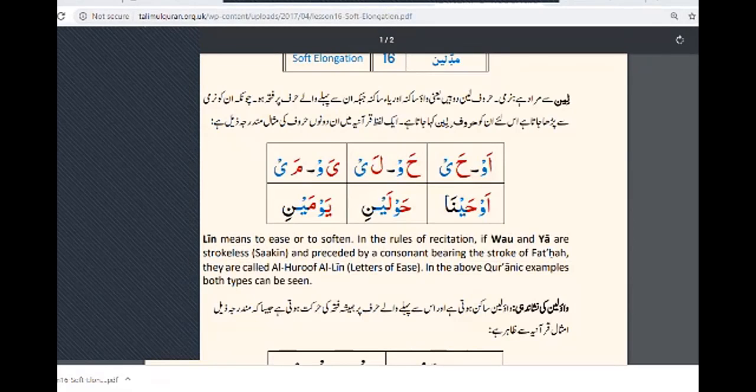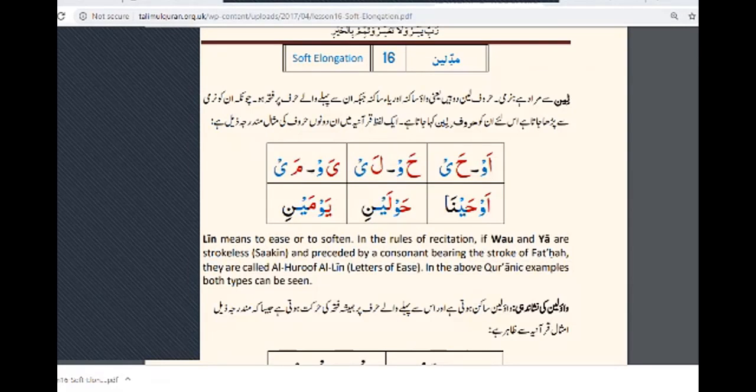Okay, lean means to ease or to soften. In the rules of recitation, if waw and ya are strokeless, that means that if they have a sukoon on top, and are preceded by a consonant bearing the stroke of fatha, they are called al-haruf al-leen, letters of ease. In the above Quranic examples, we can see both types of these. So let me show you what I mean.